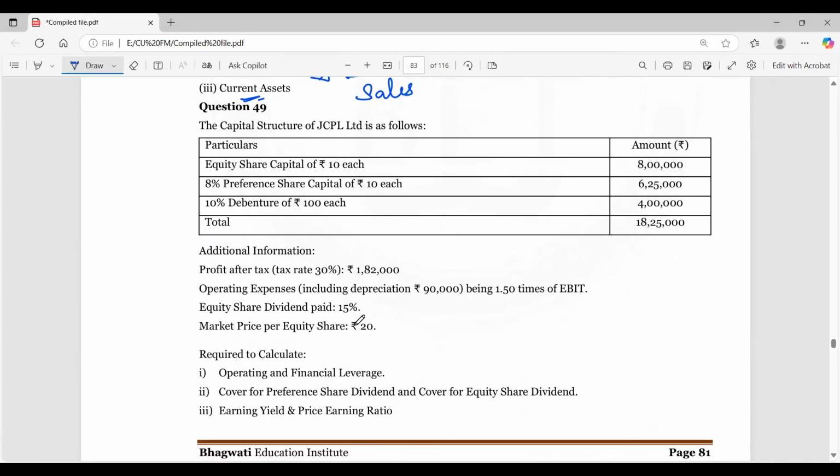Look at question number 49. Listen. Capital structure of JCPL Limited is as follows. Equity share capital 8 lakh. Preference share capital 6 lakh 25,000. 10% debentures 4 lakh. Additional information is given. Profit after taxes 1 lakh 82,000. Tax rate is 30%. Operating expenses including depreciation of 90,000 being 1.5 times of EBIT. Now listen, you please ignore this depreciation figure because this is a 2013 question.